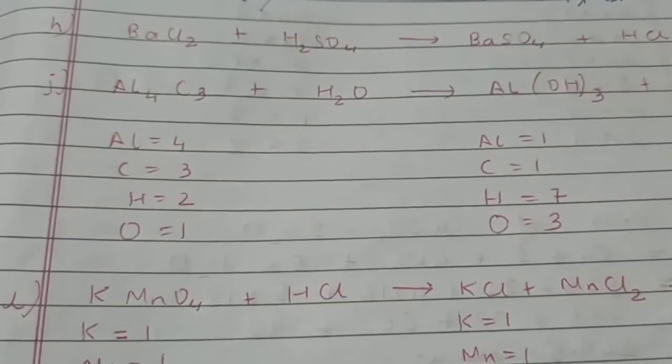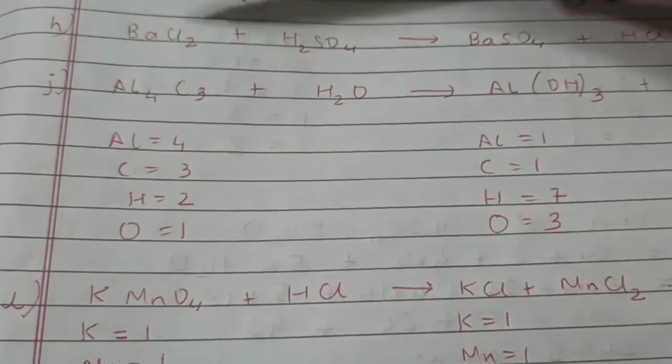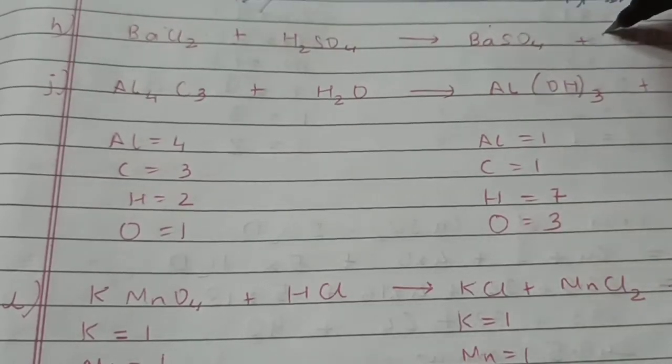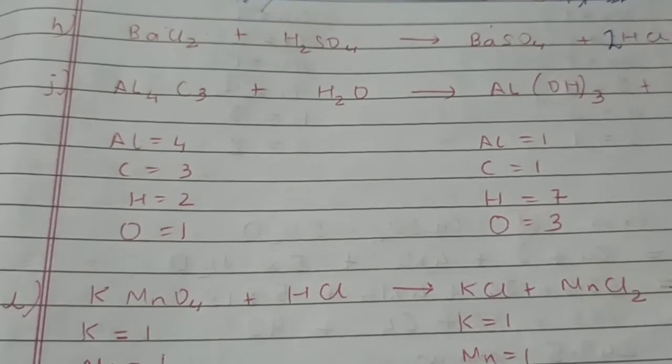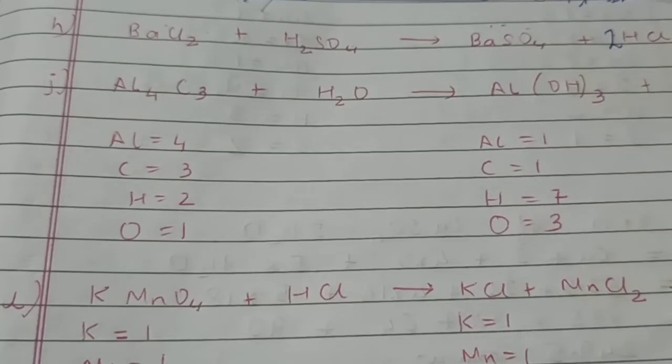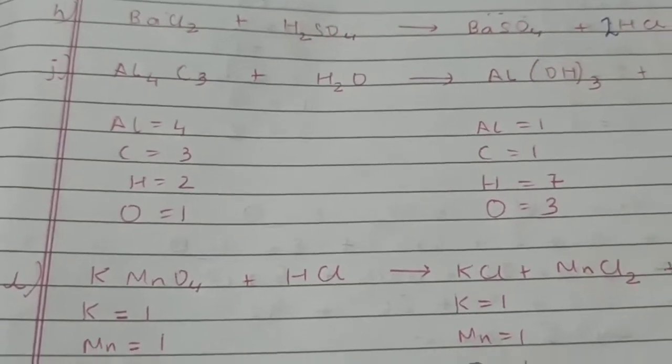Next, let's do the H1. Barium chloride plus sulfuric acid gives you barium sulfate plus hydrogen chloride or hydrochloric acid. Well, barium 1. Chlorine is 2 out here, so let's put a 2 out here. Hydrogen becomes 2, but hydrogen was already 2 here. And S1, O4, O4. Great, it's balanced.